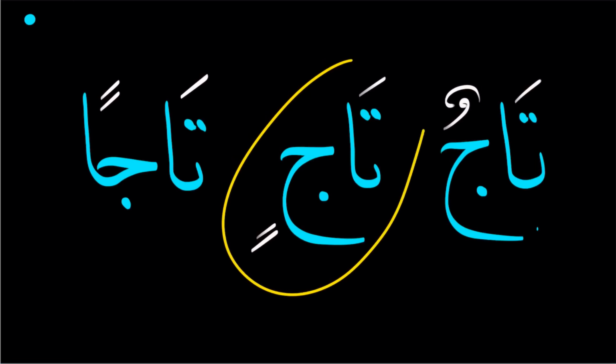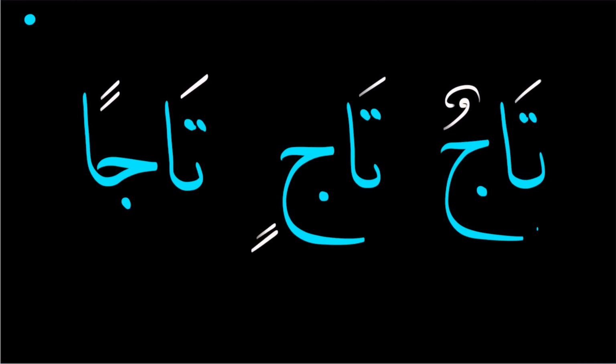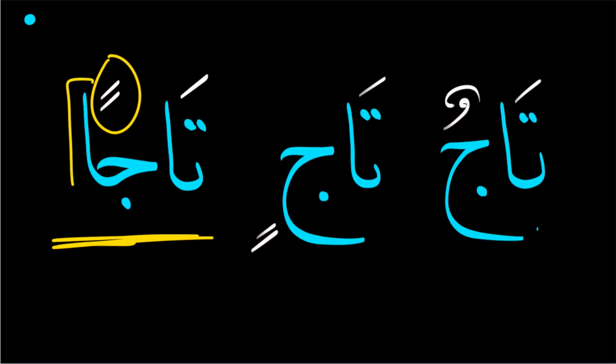Next word. Here you have a tanween kasra, 2 kasras. Tajin, tajin. How about this word? You have a tanween fatha, 2 fathas, and a silent long vowel alif. Tajan, tajan. The word Taj means crown in Arabic.